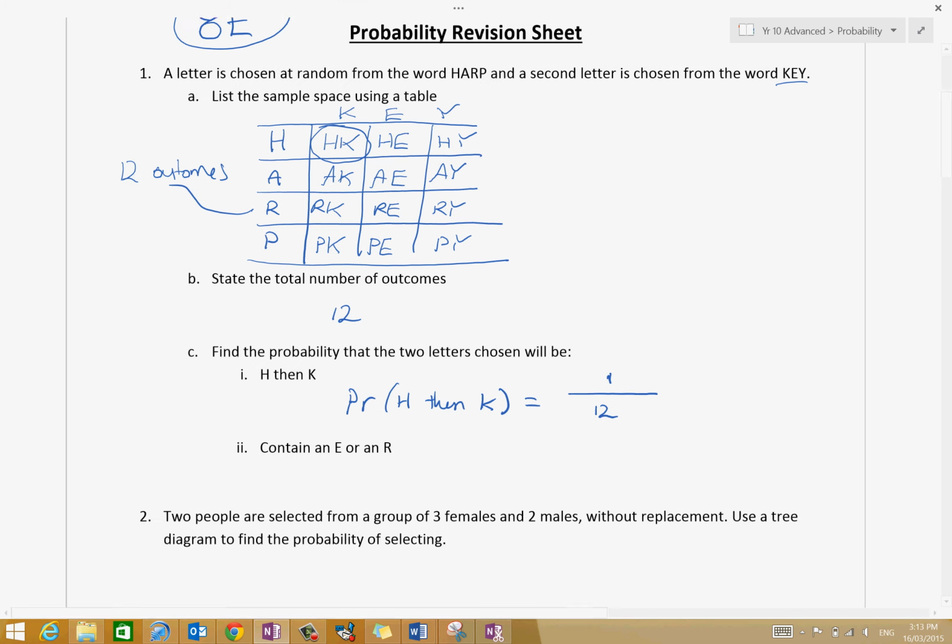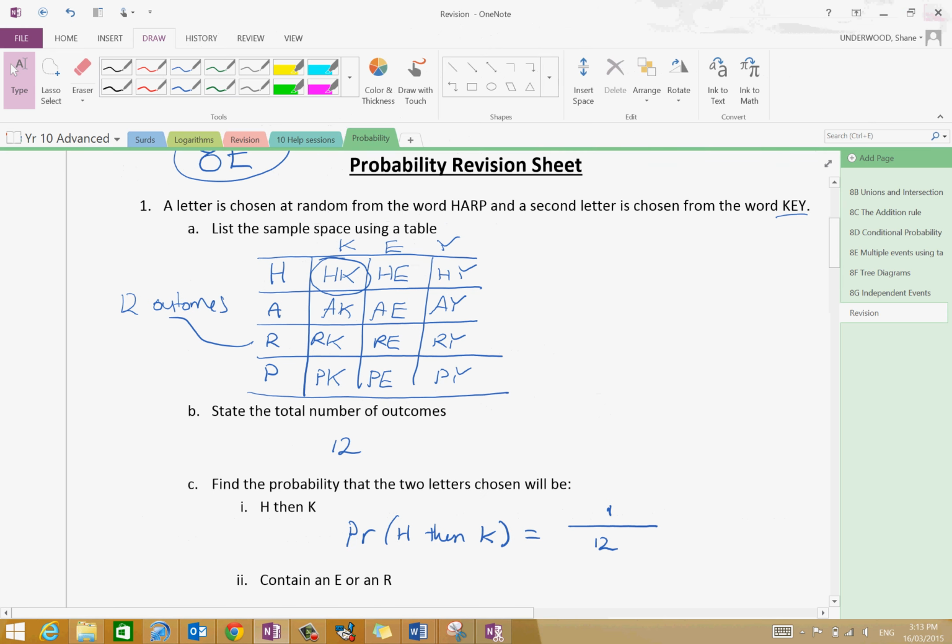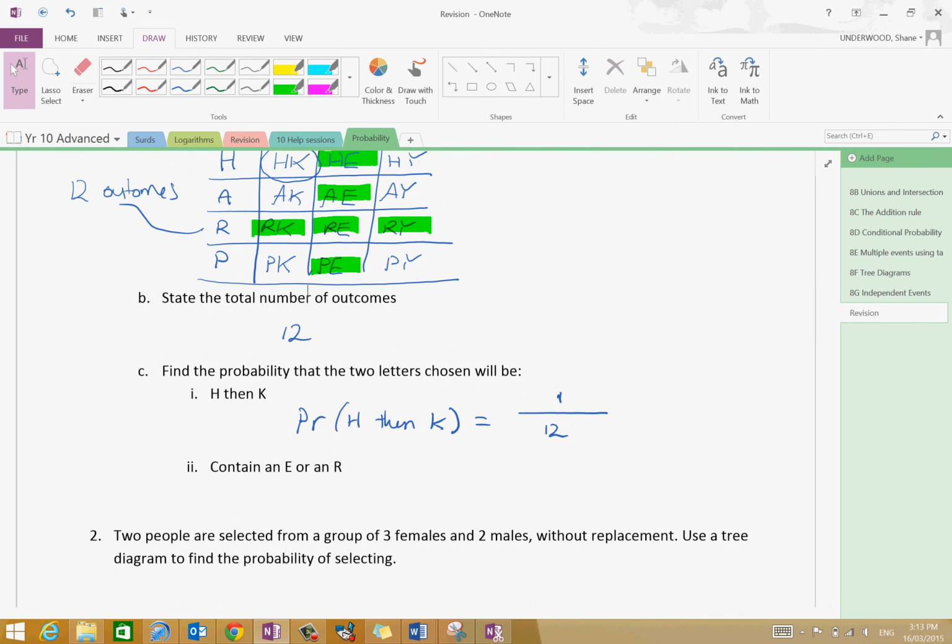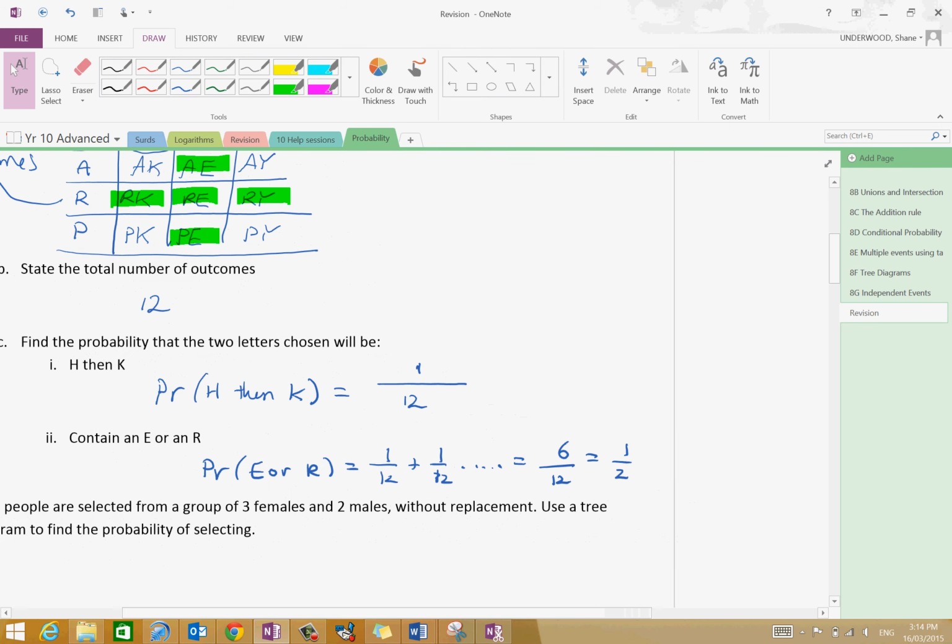No, it's not. Contains an E or an R. Well, this time, if it contains an E or an R, we have to work out which ones we're happy with. We're happy with 1, 2, 3, 4, 5, 6. We're happy with 6 out of 12. So therefore, the probability of an E or an R is equal to, well, we can add all of those up if you like. We can say 1 out of 12 plus 1 out of 12. But what that is going to be, there's 6 outcomes out of 12, which we would simplify as a half or 50%. Either one of those would be an acceptable answer, wouldn't it?